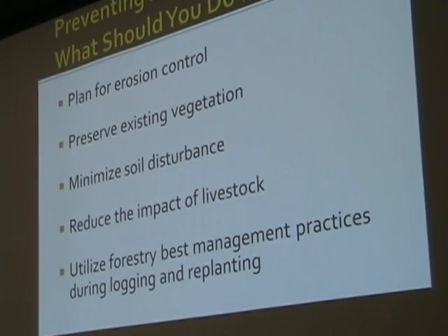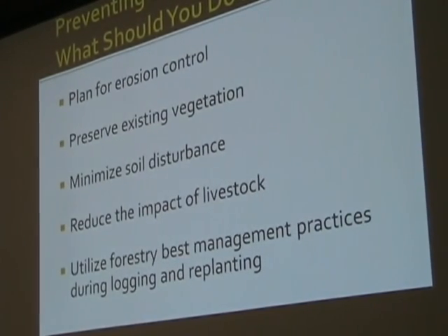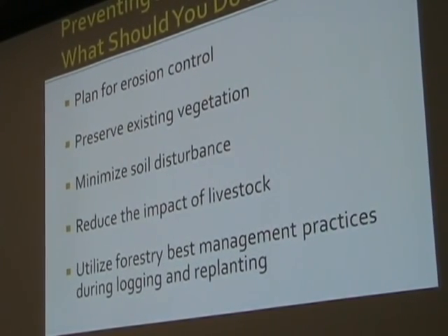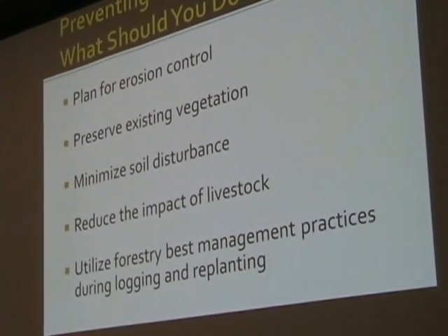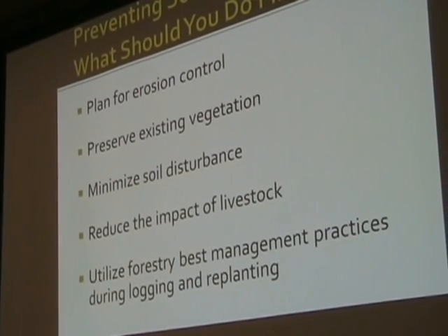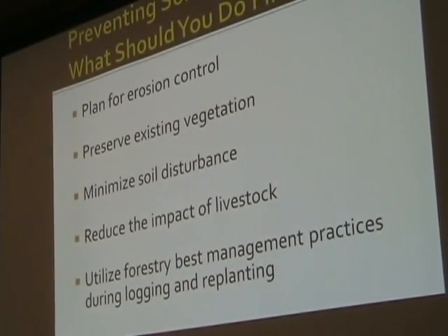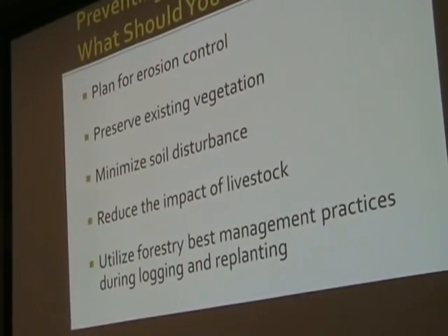Erosion control. When you're doing any rehabilitation work, clearing or planting or anything like that, make sure that you keep in mind and plan for erosion control. See if you can try and mitigate any erosion problems that might arise.